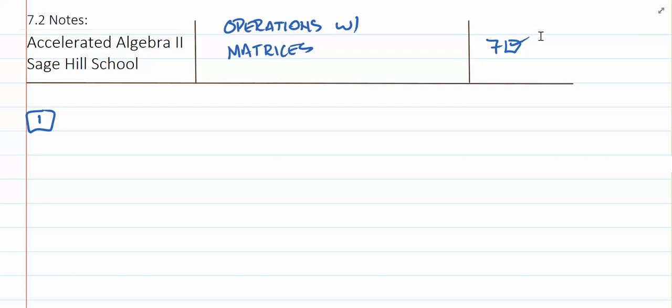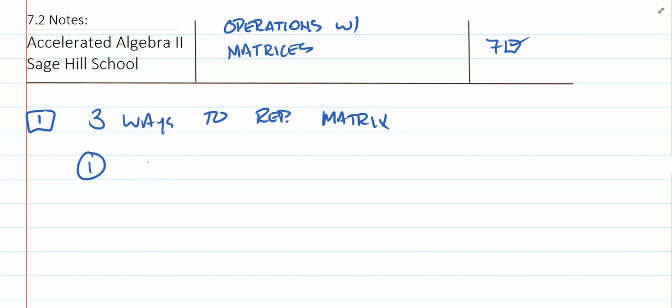Before we begin, we're talking about operations with matrices. We have to talk about the three ways that we can represent a matrix. I'm going to write them down for us. The first way is with a basic capital letter, like A, B, C, D. Any uppercase letter will represent a matrix. So anything that's uppercase, that's pretty straightforward.